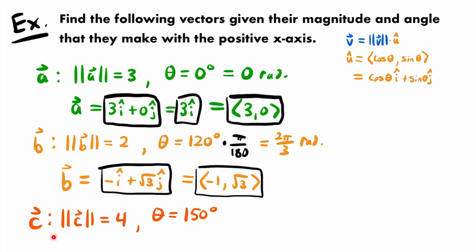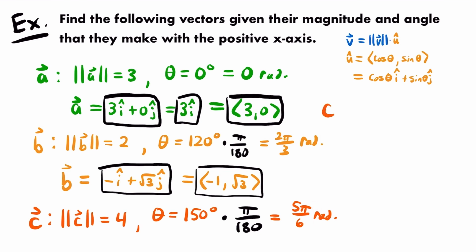For vector c, we want to have a magnitude of 4 and an angle of 150 degrees with the positive x-axis. Now the first thing I'm going to do here is convert this to radians. So we're multiplying by pi divided by 180. And if we do that, that will give us an angle of 5 pi divided by 6 radians. All right, 150 and 180 are both divisible by 30. 150 divided by 30 is 5. 180 divided by 30 is 6. So we get 5 pi divided by 6. Okay, so that's going to be our angle.